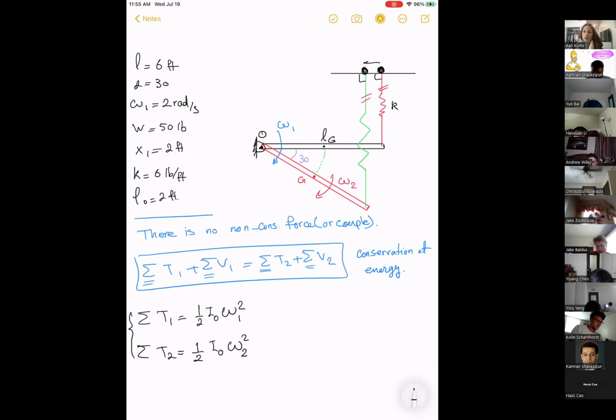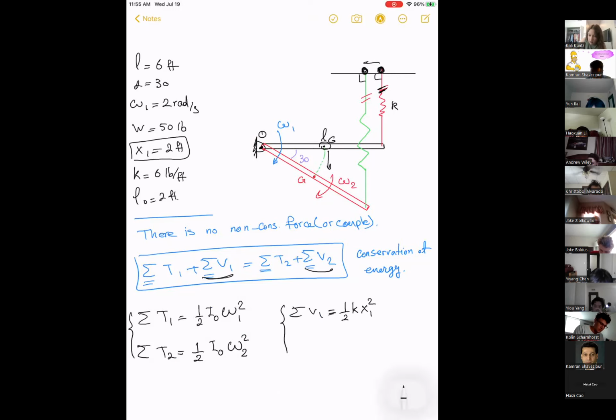Now we go to potential energy. We have gravitational potential energy because this rod rotates up and down, so the G goes down. We also have spring potential energy. I'm going to start with the spring. We know that originally we have some deformation. The problem says how much it is. So we're going to get half K x1 squared.